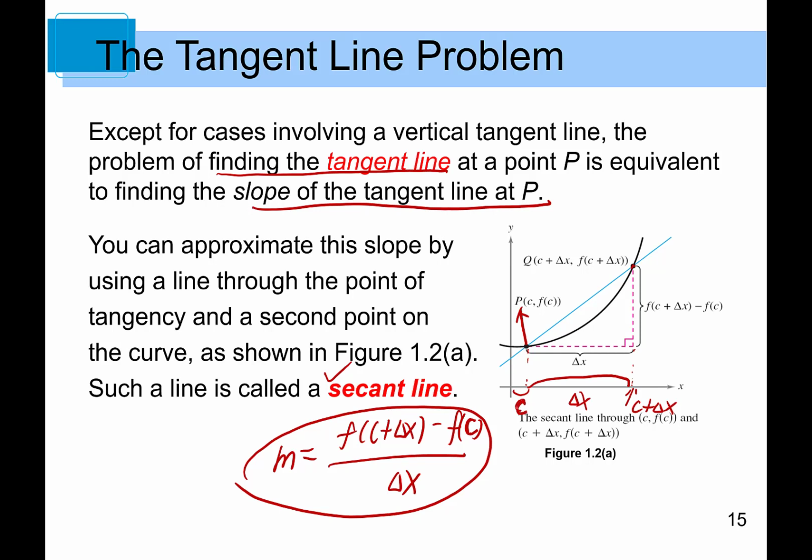And then the y value at this point is going to be f of c plus delta x, and the y value at this point is going to be f of c, which is the same as that. This distance is the same thing as that. This is f of c, and that's why the total is f of c. So the change of y is f of c plus delta x minus f of c. Change of x is just delta x.